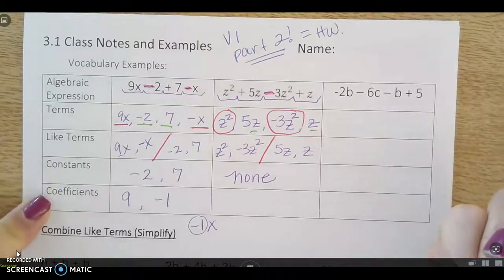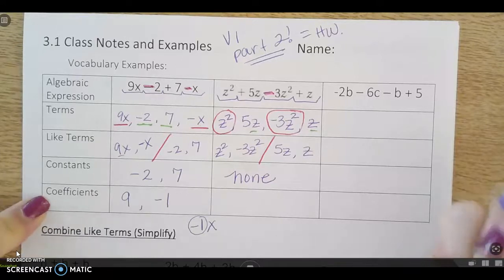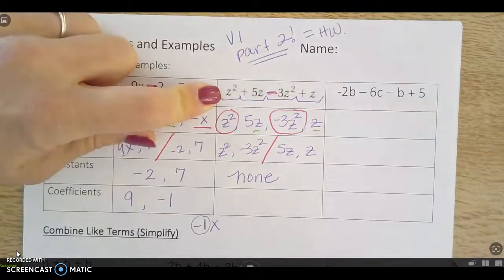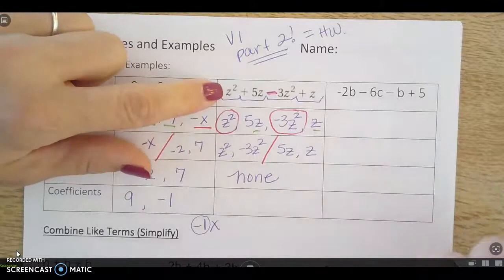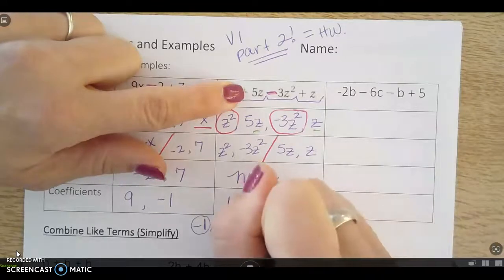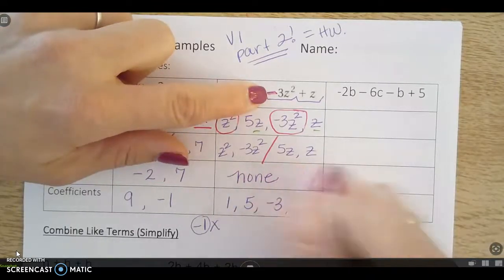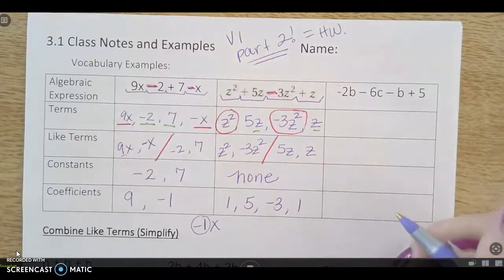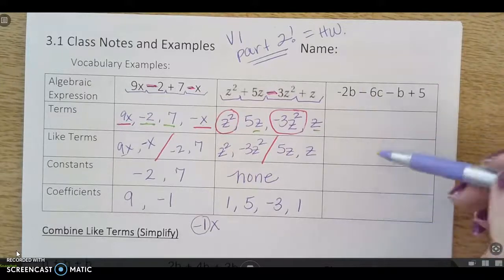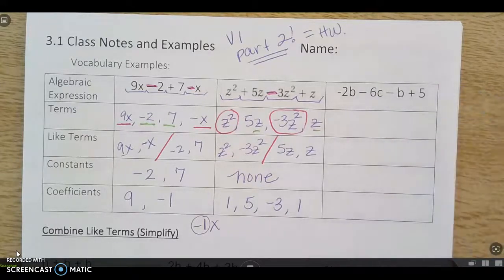Okay? And then coefficients. Remember, the coefficient is the number multiplied by a variable. So because I have 4 terms that all have variables here, each one of these is going to have a coefficient. So the coefficient here, if there's nothing, it's an invisible 1, a +5, a -3, and a 1. Okay? So let's pause, and you're going to do this one. Find the terms, like terms, constants, and coefficients for this example. And then we'll check it together when everybody's ready. Okay, if you're ready to check, here's what I got for the last one.